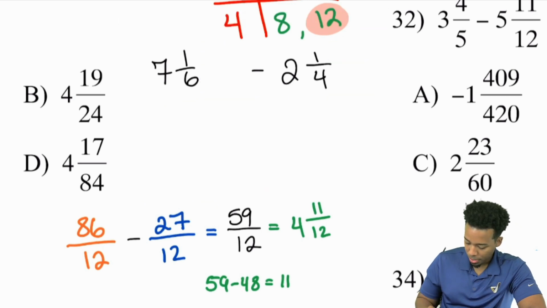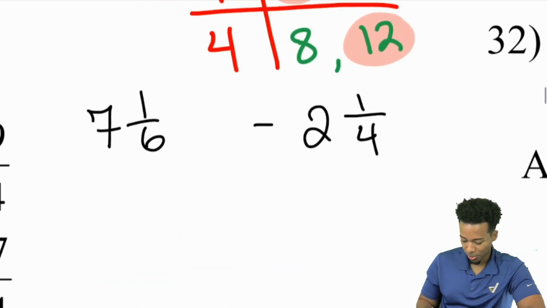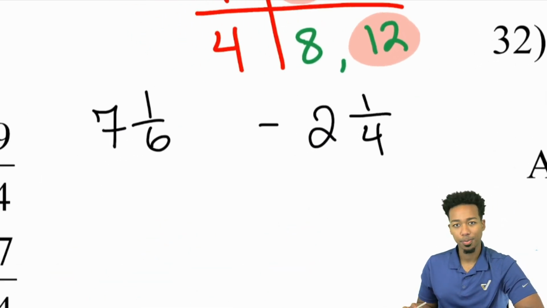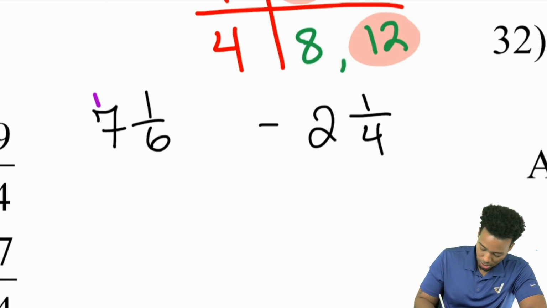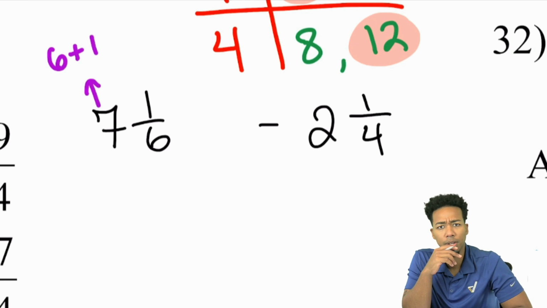Take care of all that. So here we have the original, right? Here we have the original right over here. Here's what I'm going to do. I'm going to make sure that you see this 7 over here. That is 6 plus 1, right? 7 is 6 plus 1.